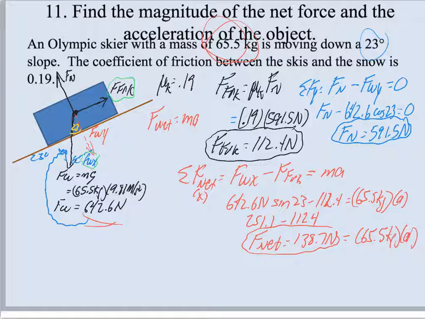So how am I going to find the acceleration? I'm simply going to take my net force, which is 138.7, and I'm going to divide that by the mass, 65.5 kilograms. And we end up with 2.12 meters per second squared, and that is my acceleration for the skier.